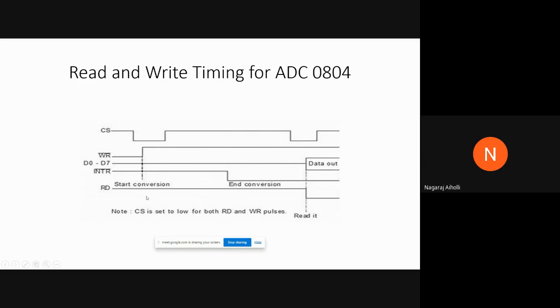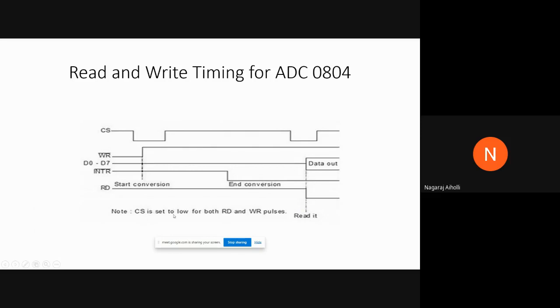This is data out, that is a digital output. So if we want to read this digital output, then we have to enable the read pin. We have to make it high to low. It is an active low pin, so we have to make it high to low, so that whatever digital output is there, that can be read from the ADC into the microcontroller.